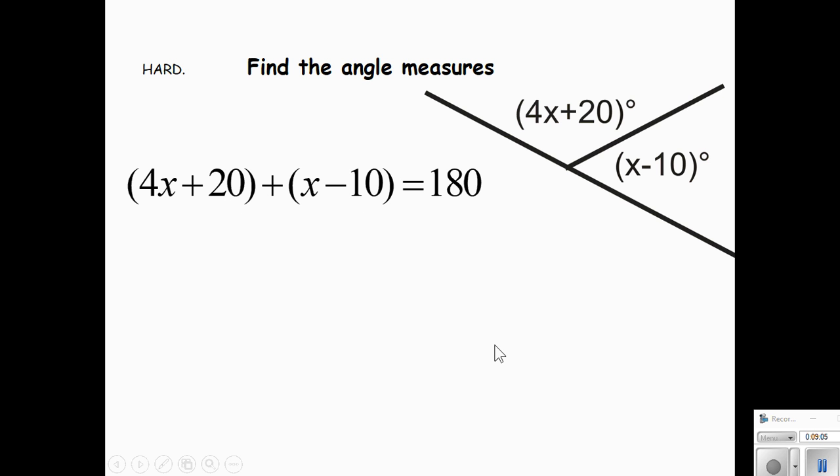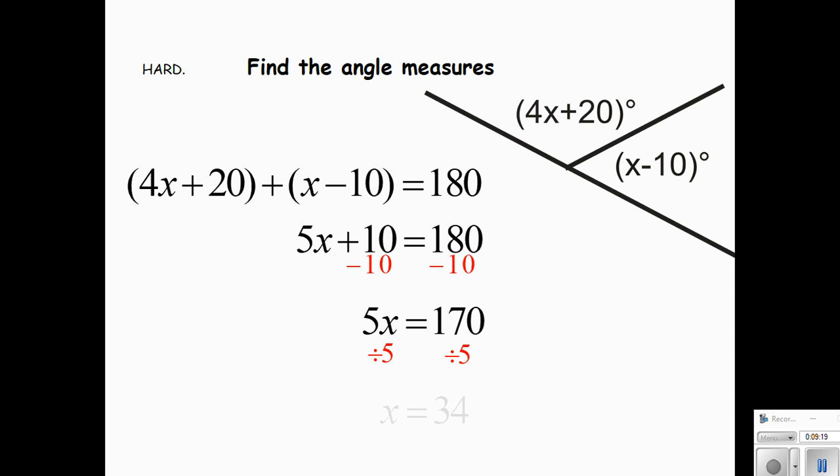Again, solving it is not that hard of a problem from Algebra 1. In this case, we just have to combine like terms and solve for x. If we do that properly, we're going to have 5x plus 10 is 180, and then simply subtract 10 from both sides and divide by 5, and we're going to get 34 for x. Like the other problems, if you were asked to find x, you're done. But if you're asked to find the angle measures, you have to take 34 and plug it in for x.